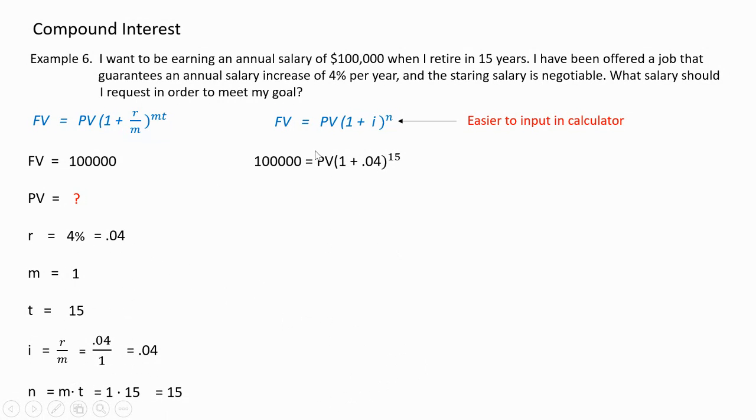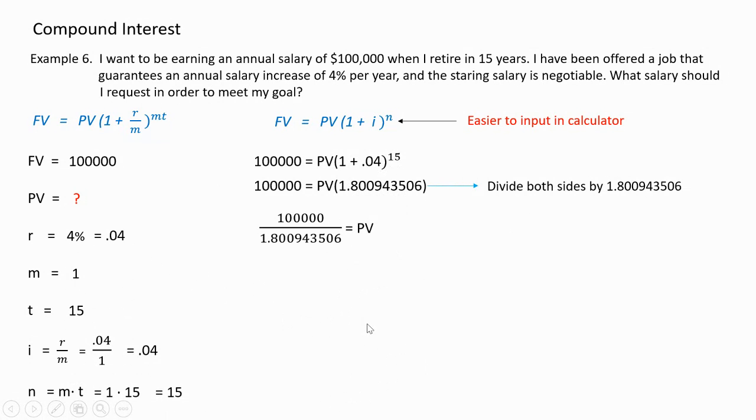Okay, now, here, guys, is what I'm going to show you: how to put it in the calculator. Because if you put this, guys, first you start with this right here, and you put it down. Then you can divide both sides by 1.80943506, and you get this right here. And then the present value is equal to $55,526.45. So that's how much I need to input, that's how much I need to put there per year.